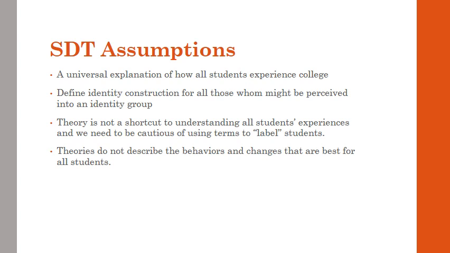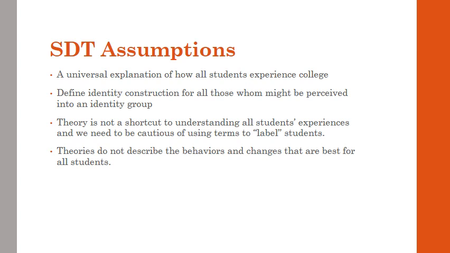It's also important to think about the fact that an assumption theories can make is that it defines identity construction for all who might be perceived into an identity group. We want to remember that just because a theory may exist around women's identity development, for example, not all women are going to experience every stage of a model exactly, because we're all different in our backgrounds and lived experiences. Another important assumption to think about is theory is not a shortcut to understanding all students' experiences, and we need to be cautious in labeling students. I just talked about that.